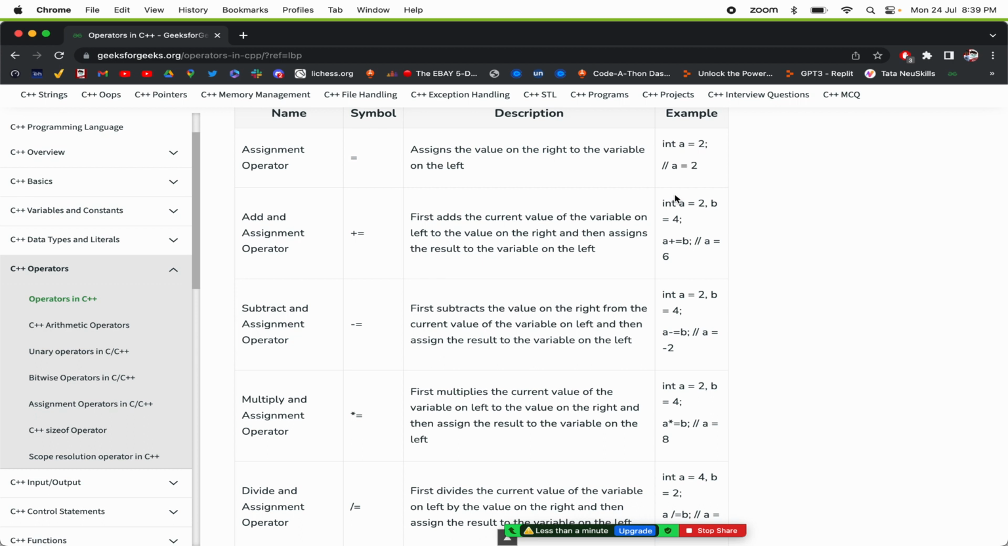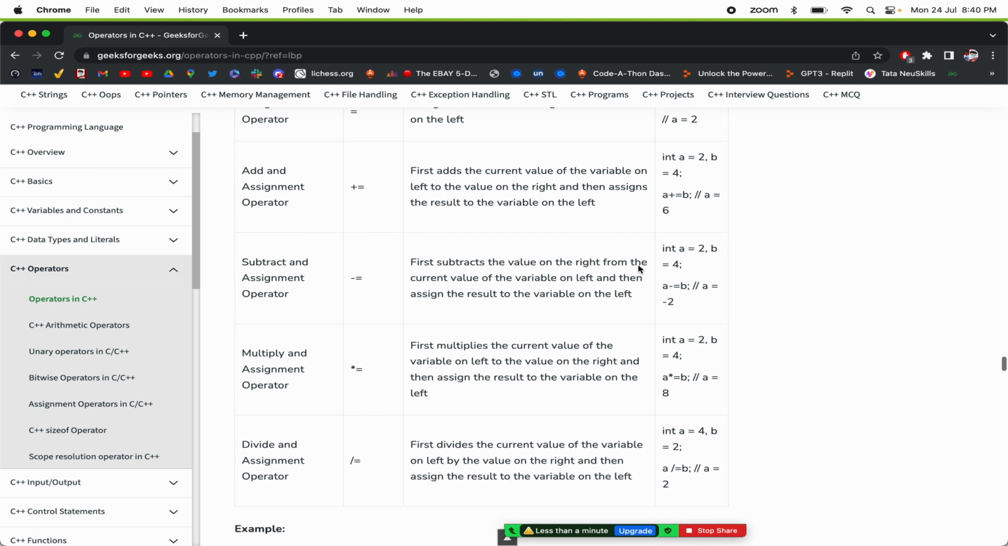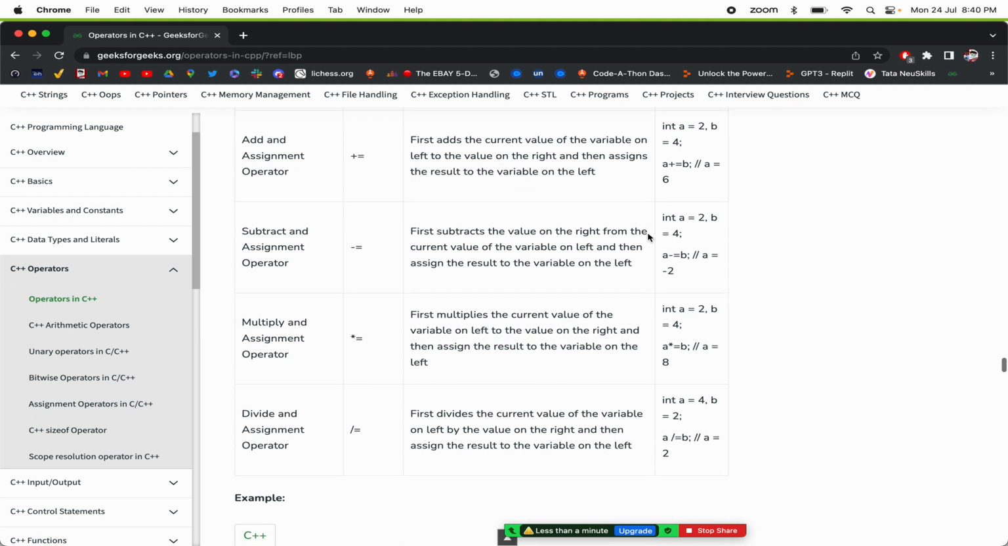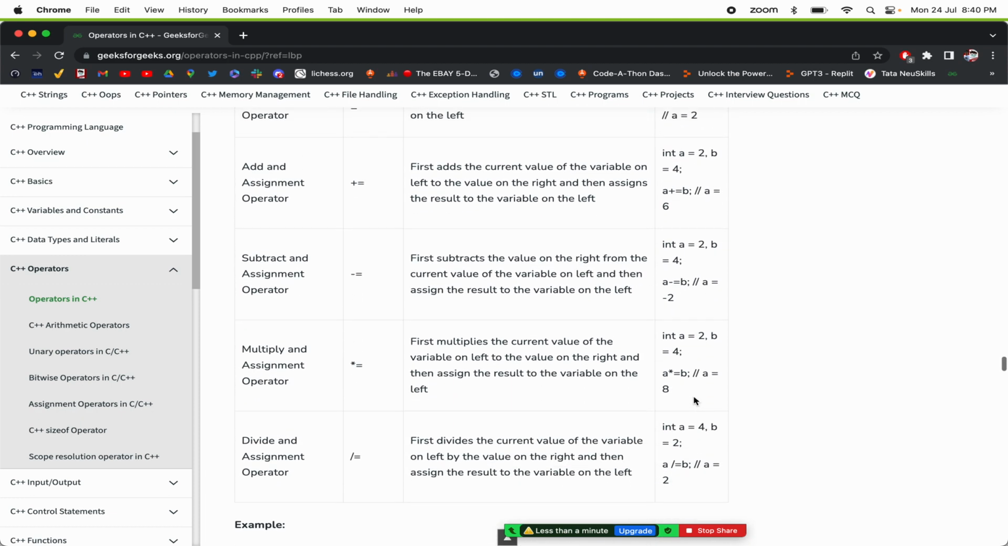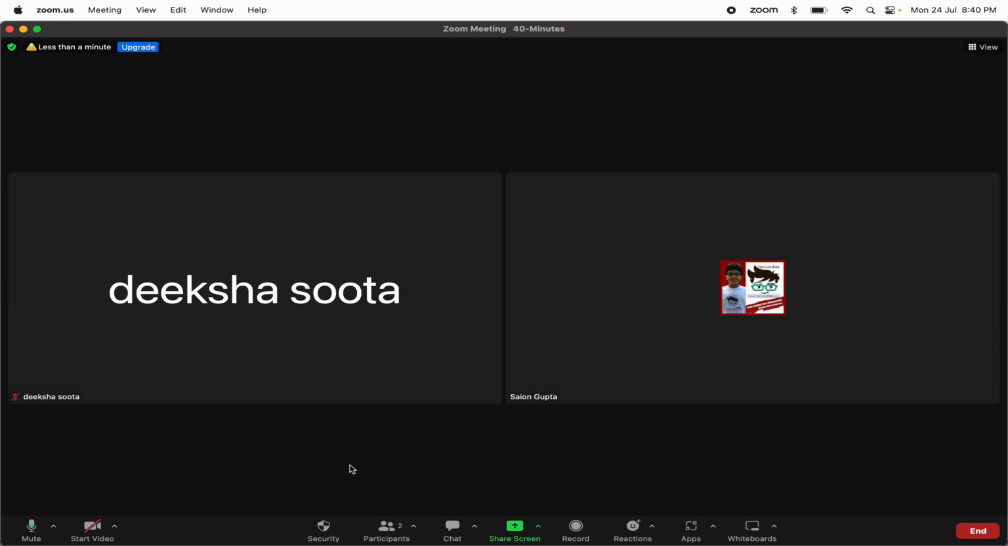So if a equals 2 and b equals 4, and you say a plus equals b, whatever pre-existing value of a you had, it will add to that value. a's value is already 2, so we add b to it. This will add 4 to it, so the new value of a will be 6. We are going to continue with assignment operators in the next class, as the meeting is about to end.